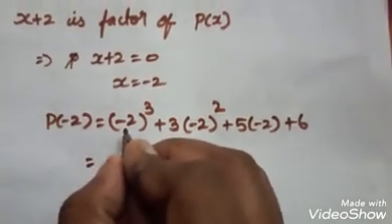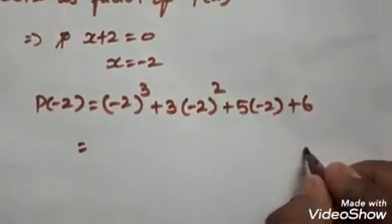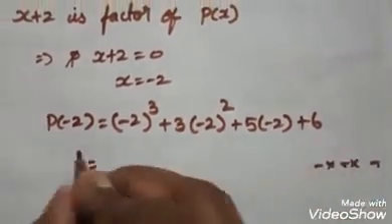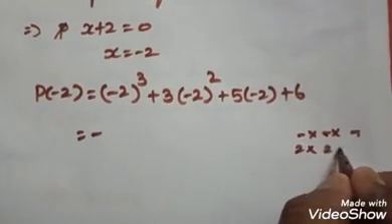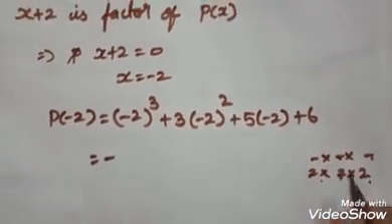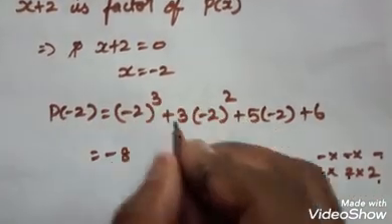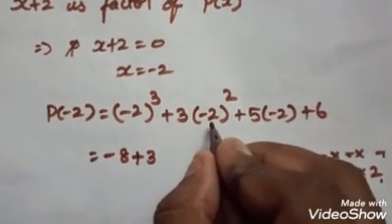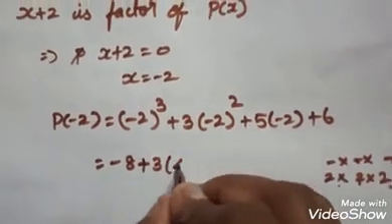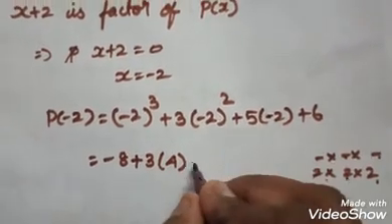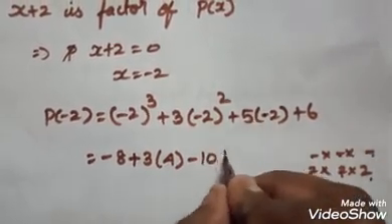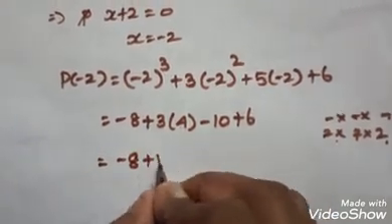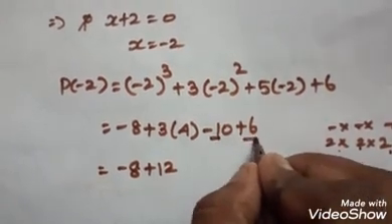Here this minus 2 is multiplied thrice. So minus into minus into minus: minus into minus is plus, plus into minus is minus. 2 into 2 into 2: 2 2s are 4, 4 2s are 8. So minus 2 whole power 3 can be written as minus 8. Plus 3 minus into minus is plus, 2 2s are 4, so plus 12. Plus into minus is minus, 5 2s are 10, plus 6. So minus 8 plus 12 and then minus 10 plus 6.